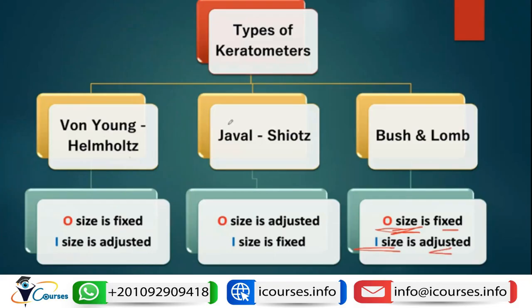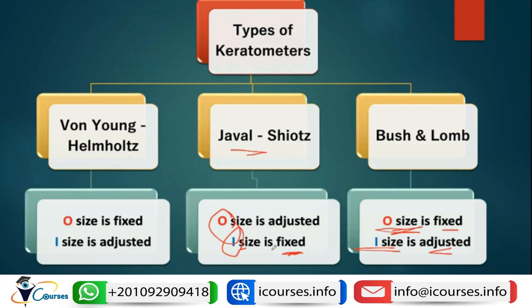The one which is different from both will be the Javalchiot's. In the Javalchiot's, we adjust the object size as the image size is fixed. So the object size is adjustable while the image size is fixed. Let's identify this in more detail.